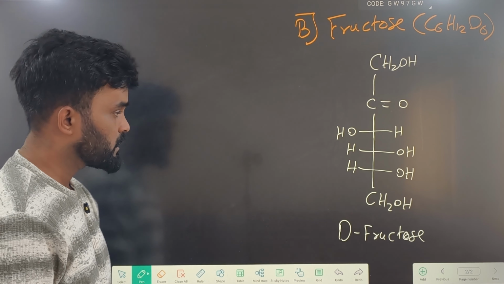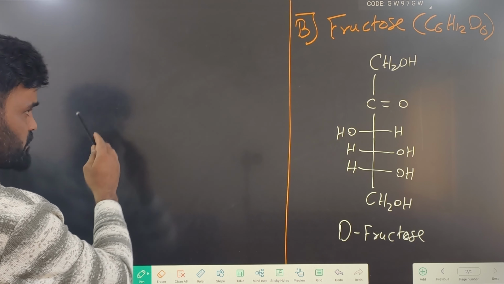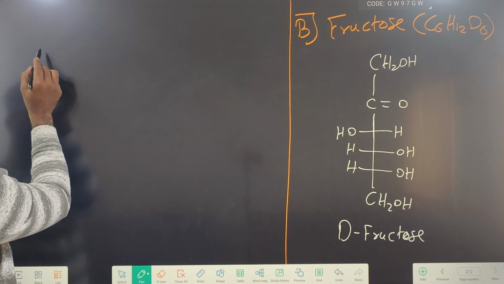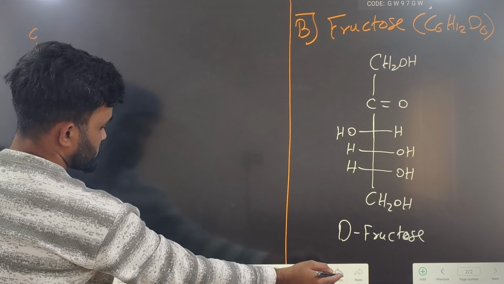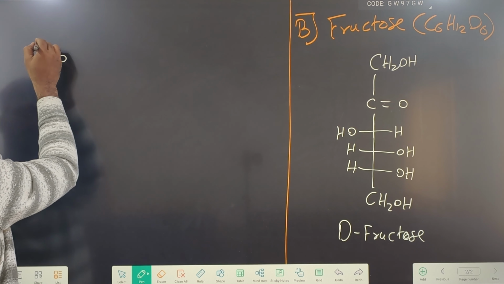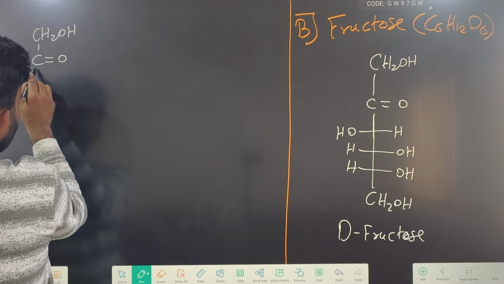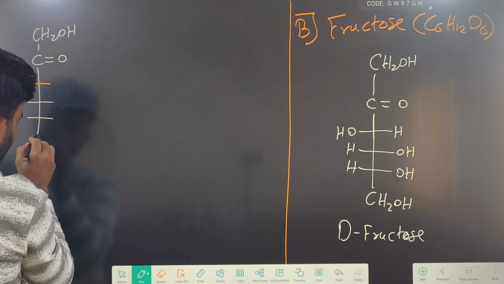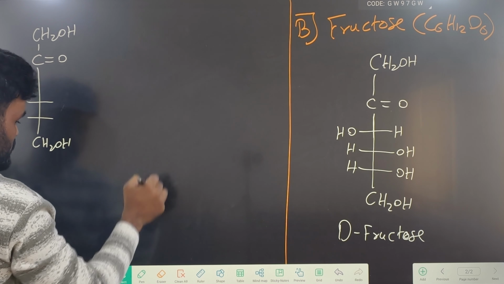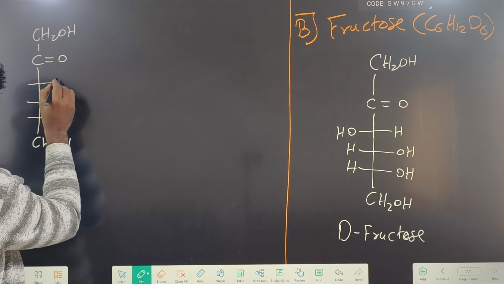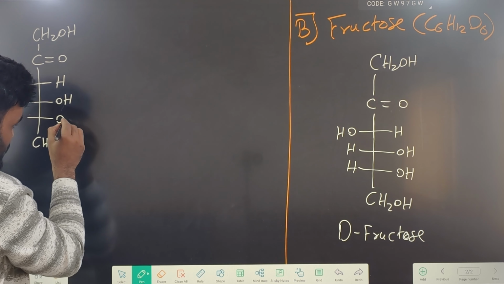All good? Fine. Now, how do we write its ring structure? Same. First let's write fructose. C double bond O, CH2OH. Here we have 1, 2, 3, CH2OH. Here H, here OH. Now let's just expand this OH and write it.